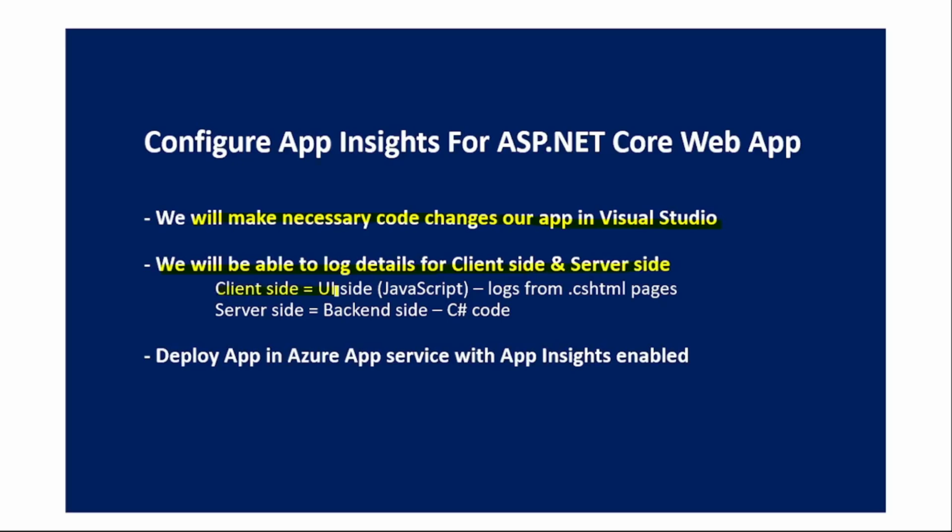So client side, it means UI side, that is JavaScript code. That means we can log the details from our cshtml pages, and of course server side, it means backend C# code. And finally, we will deploy our app in Azure App Service with App Insights enabled.